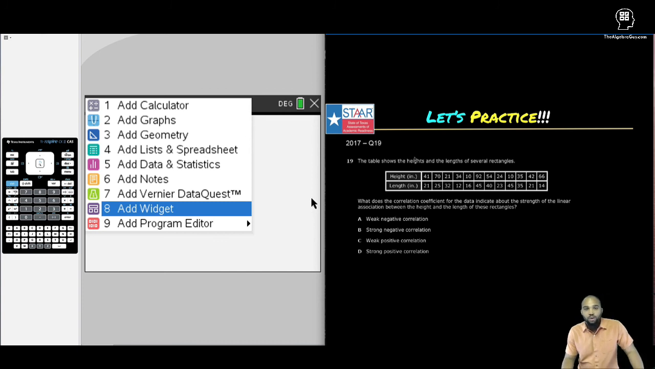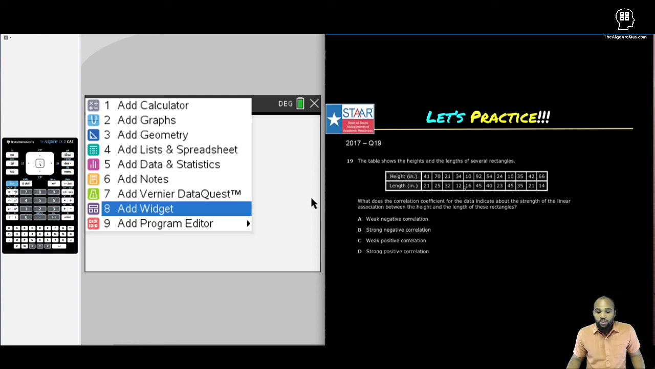All right, our last problem from the start is this table here. They're asking for the correlation coefficient. So what does a correlation coefficient for the data indicate about the strength of the linear association between the height and the length of these rectangles? So is it a strong relationship, weak relationship, positive or negative?